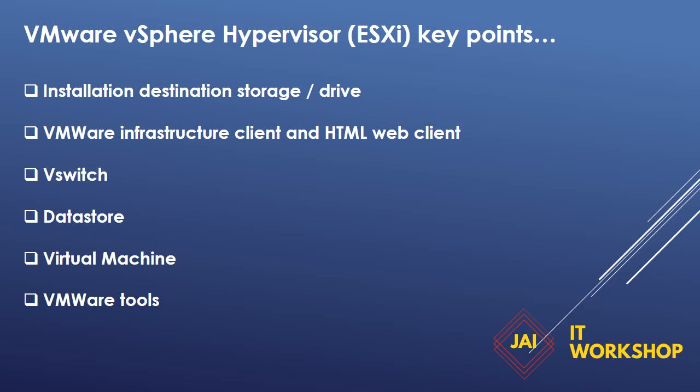First one is vSwitch. When your VMs are created, they will definitely connect to some network. So on the VMware host you can create a network switch, and in this network switch you can assign a physical port of your server as an uplink, and the rest of the ports will be connected to your virtual machines. So this is how your network will flow.